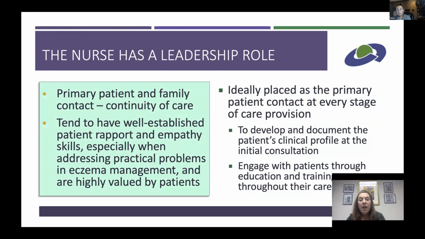The nurse has a vital leadership role in this multidisciplinary approach. As the primary patient and family contact, they provide that continuity of care. And we know that patients trust nurses even more than oftentimes the physician. So it's vitally important, the role that nurses play in eczema management.